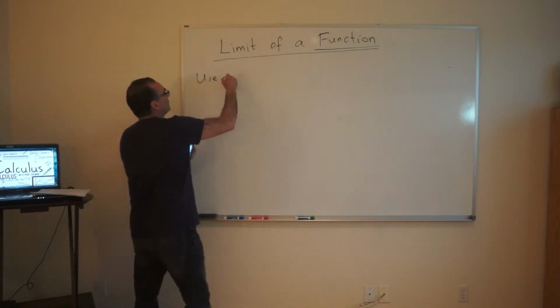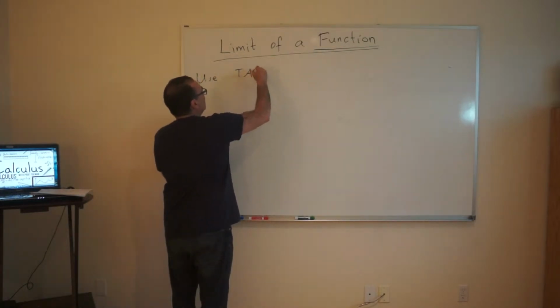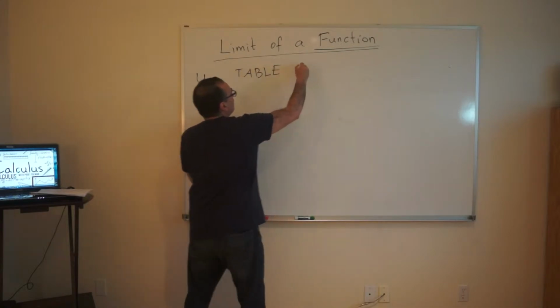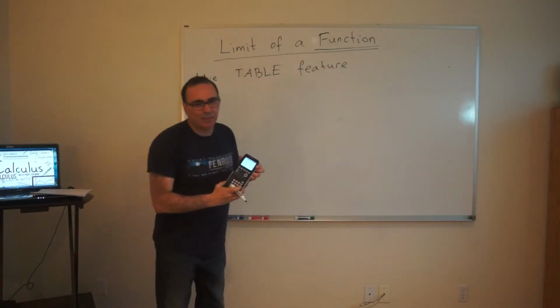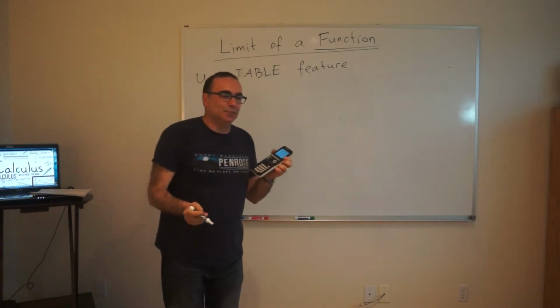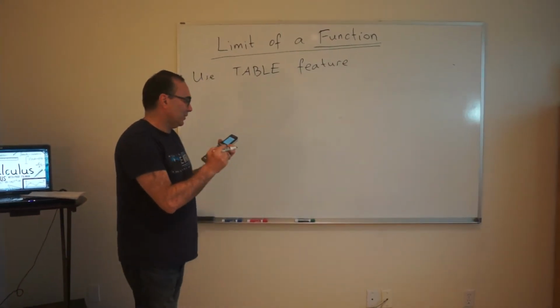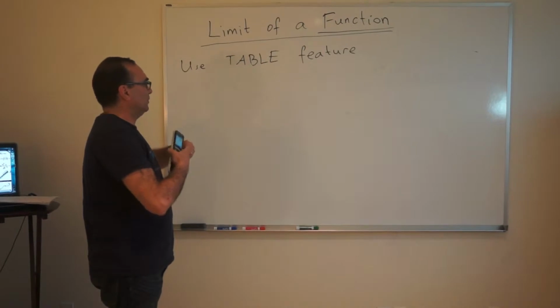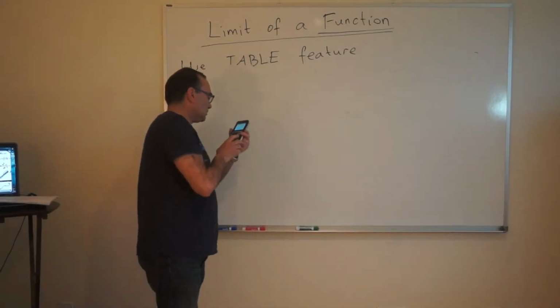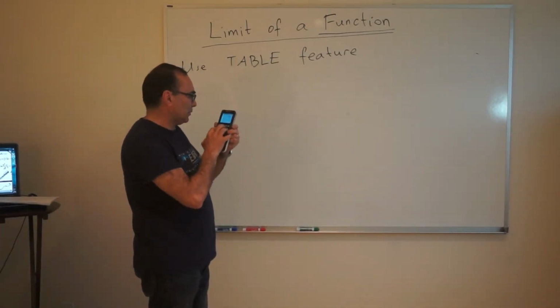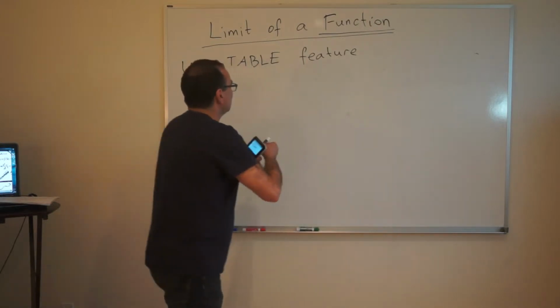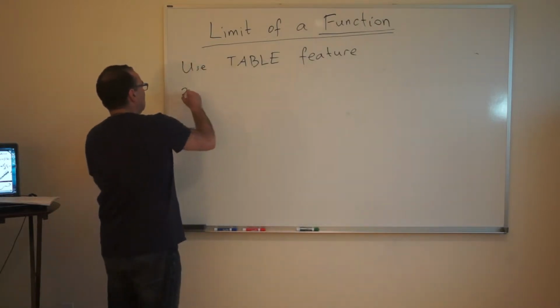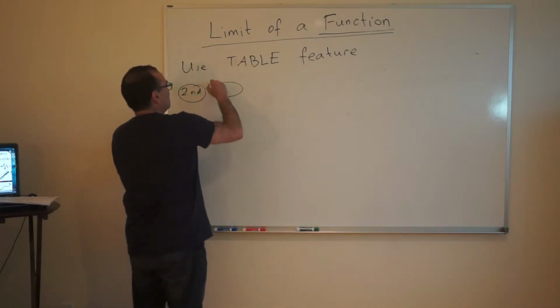So I will use the table feature. In fact, this calculator has many useful features, and right now I will use this one, table. So here's how it works. First of all, you have to set it up. You have to press second table set, and then so you press second table set.